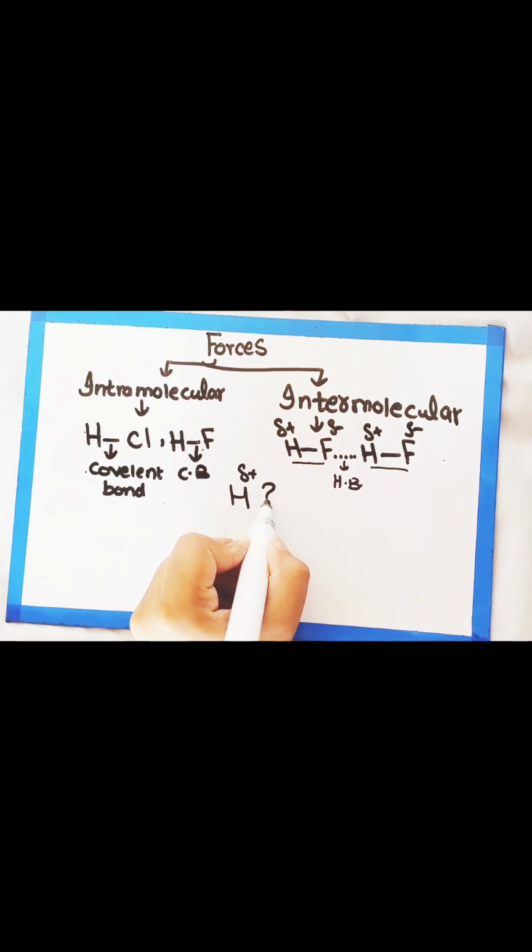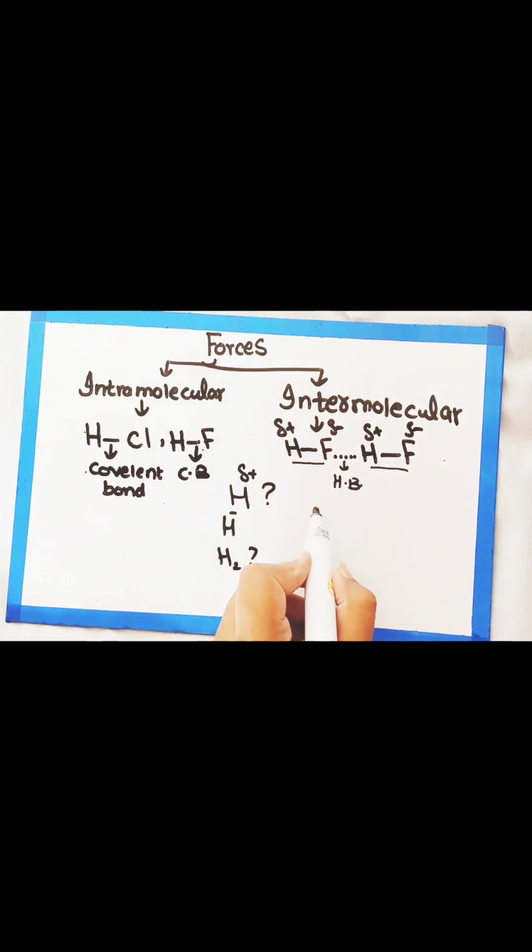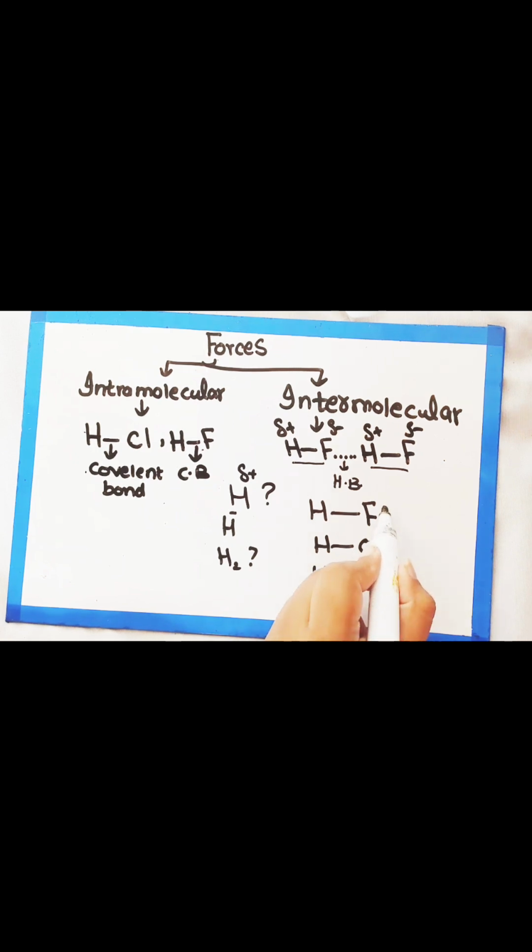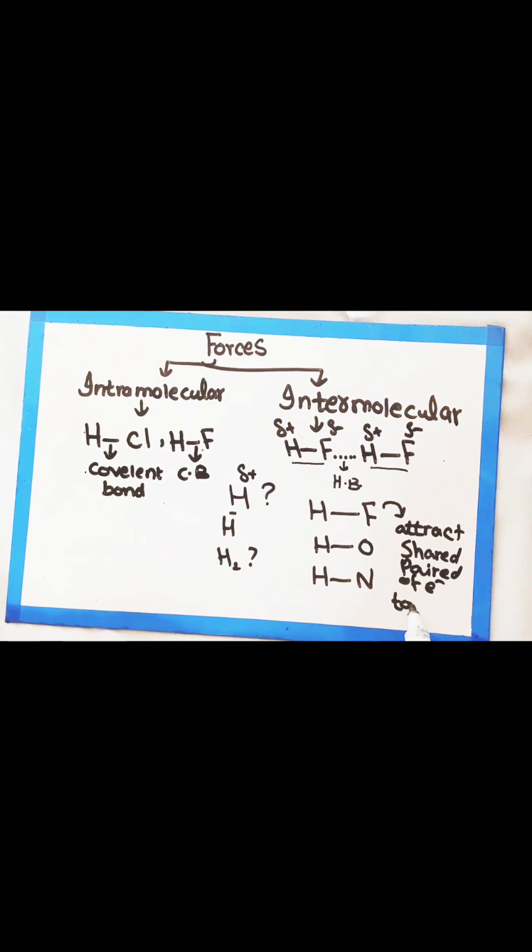The next question arises: hydrogen is also present as a hydride ion, where it carries a negative charge, and it is also present as H2 gas. So when does it get a partial positive charge? It gets a partial positive charge when it is attached to a highly electronegative atom like fluorine, like oxygen, like nitrogen. Electronegativity means the power of an atom to attract the shared pair of electrons used in bond formation toward itself, and the most electronegative atom is fluorine, having electronegativity 4, then oxygen, and then nitrogen.